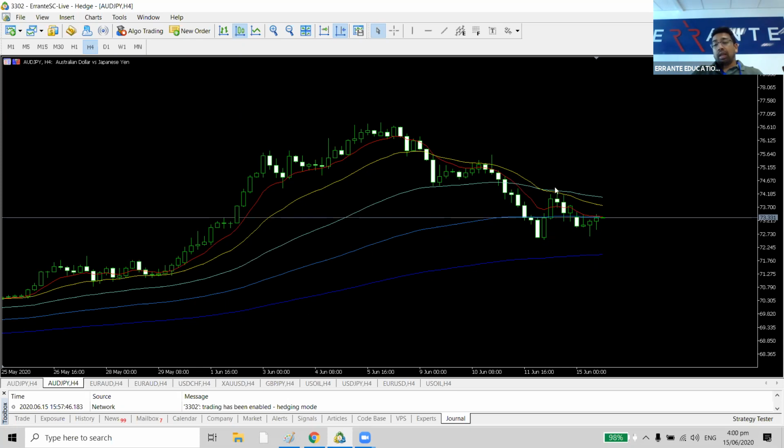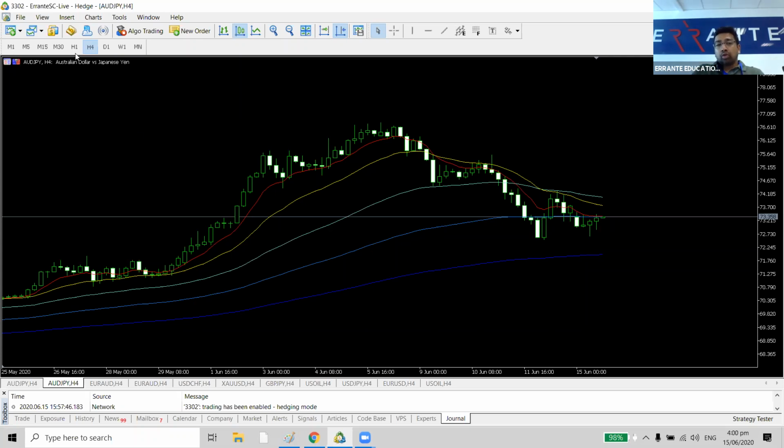Now here, on the 4-hour chart, the 3 blue lines are actually pointing sideways, and that means that the trend is not very clear. Also, the candles are trading not above all the lines or under all the lines, but in between. If it is in between, it actually means that, again, the trend is not clear. So there is no clear trend on the 4-hour chart.